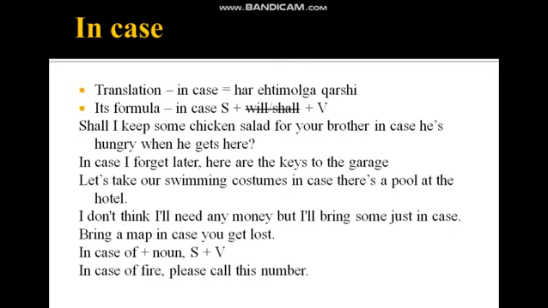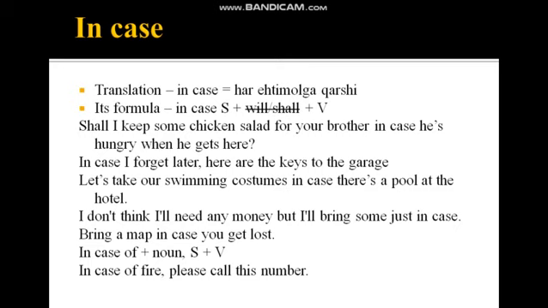That means we would be making a mistake if we made a sentence like "in case subject will and shall plus verb." So pay attention to that point. And now let me first read out the examples, and after that we're going to discuss that.